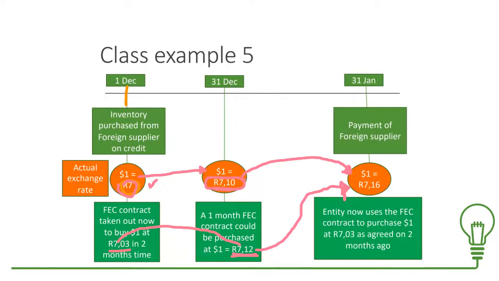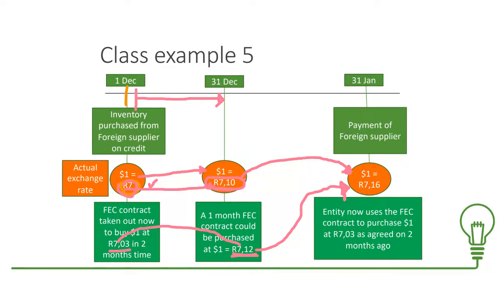So now we are here on 1 December. We want to now move along the timeline to year end. So the first journal entry we're going to pass is going to be for the creditor, and it's going to be a loss because we're moving from 7 Rand to 7 Rand 10.